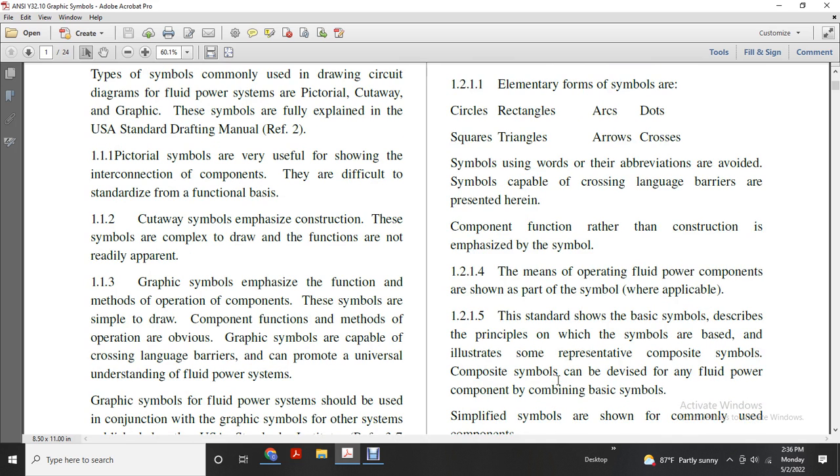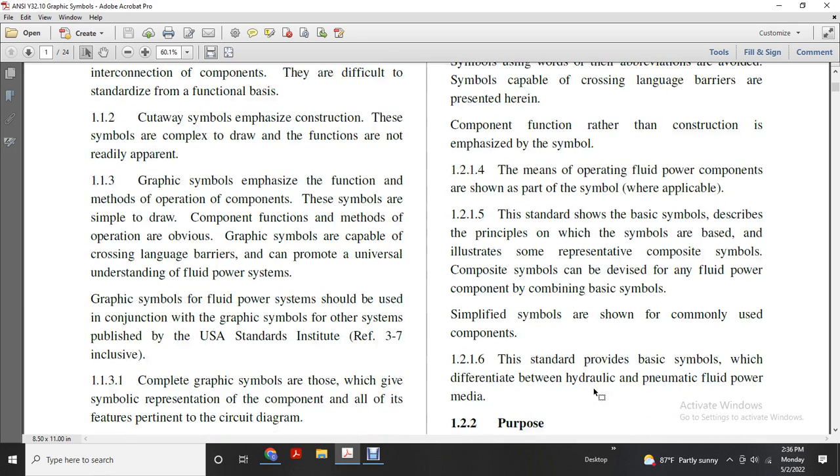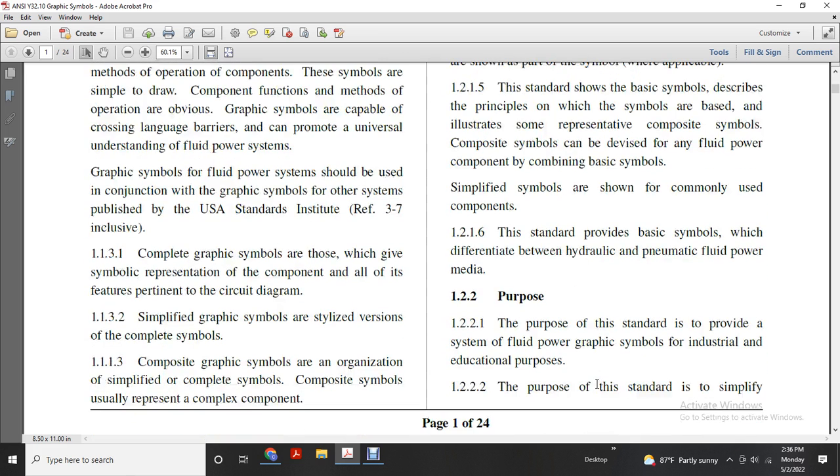The standard shows basic symbols that describe the principle of the symbol, and uses them to illustrate the representation of the composite symbols. Composite symbols can be devised for any fluid power component by combining basic symbols. Simplified symbols are shown with commonly used components. The standard provides basic symbols which differentiate between hydropneumatic and fluid power media.